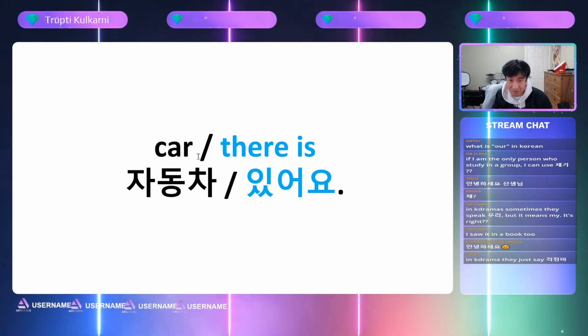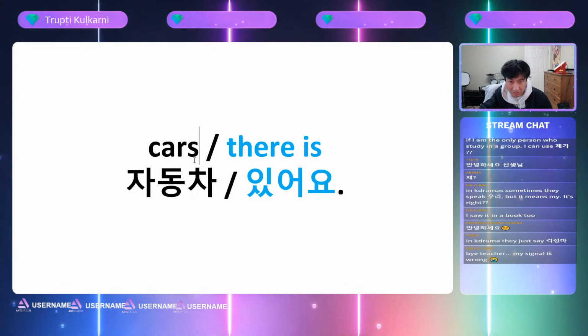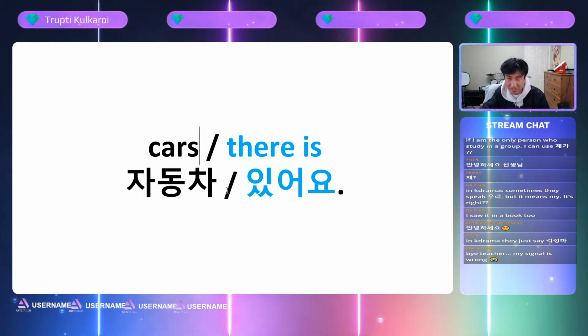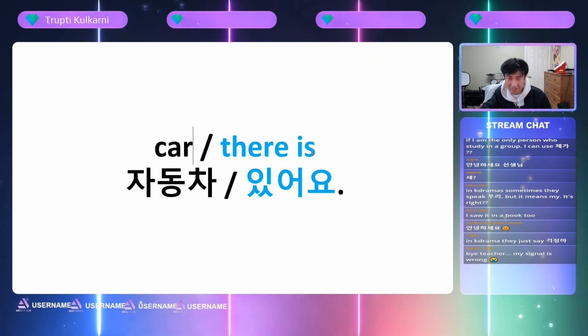So how do you say there are cars? Well, it's the same thing. In Korean, the plural is not really so important. You could add this 들 as a plural marker, but usually we don't do that. You just say there are cars or there is cars. It's just 있어요.